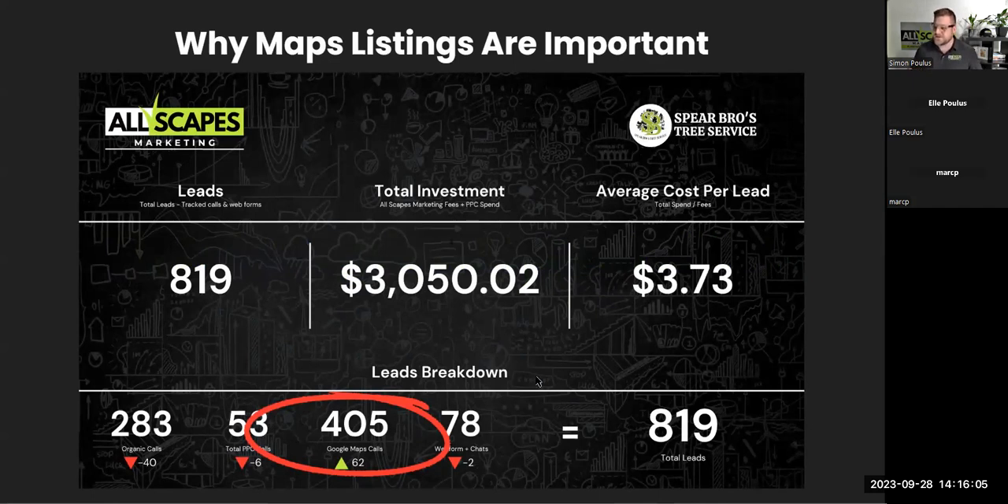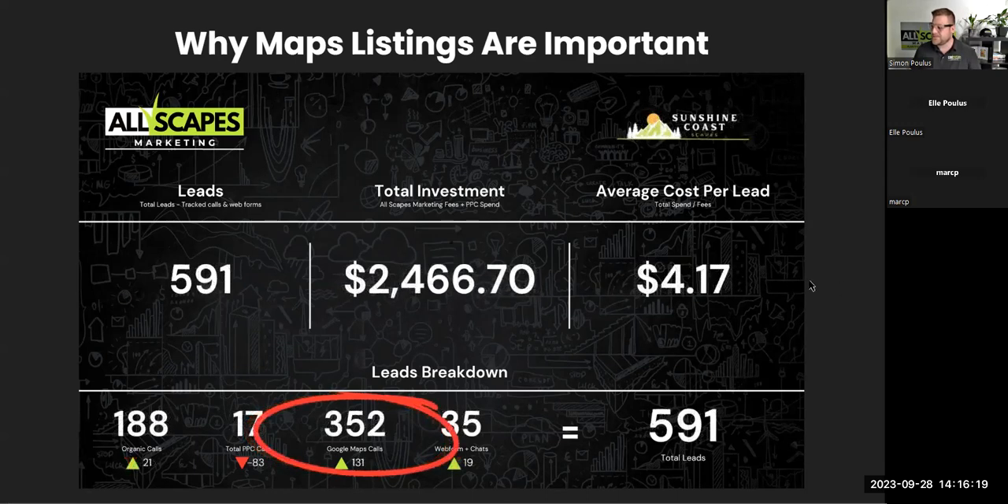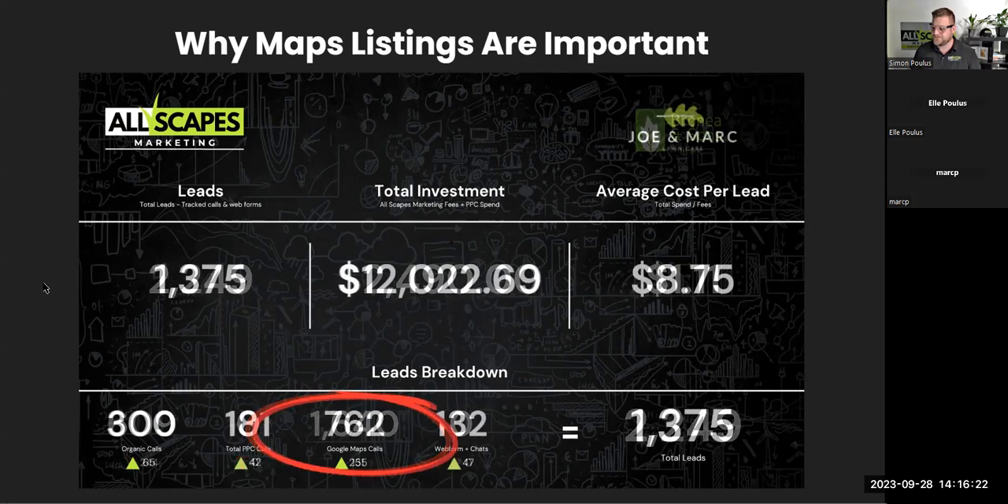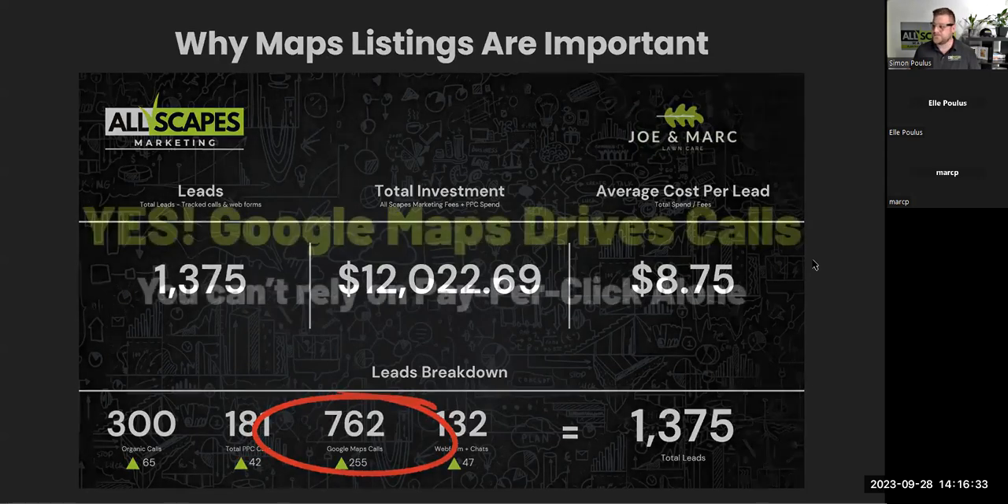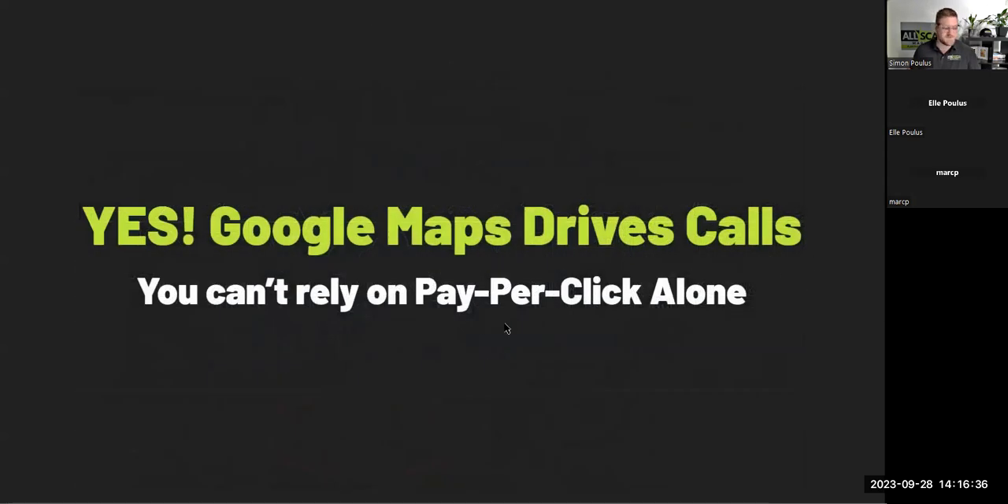405 Google Maps calls you can see here from a total investment of just over $3,000. One of our clients, 405 Google Maps calls in a month. Yes, they absolutely matter. Skipping through them here a little bit, but 762 organic Google Maps calls in 1 month. I skipped over a couple there, but absolutely they matter.